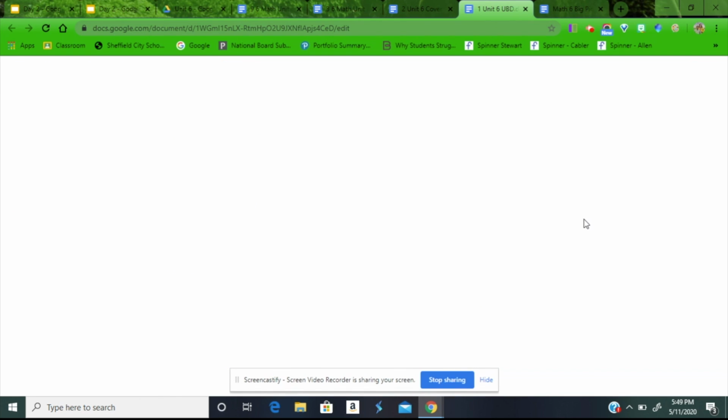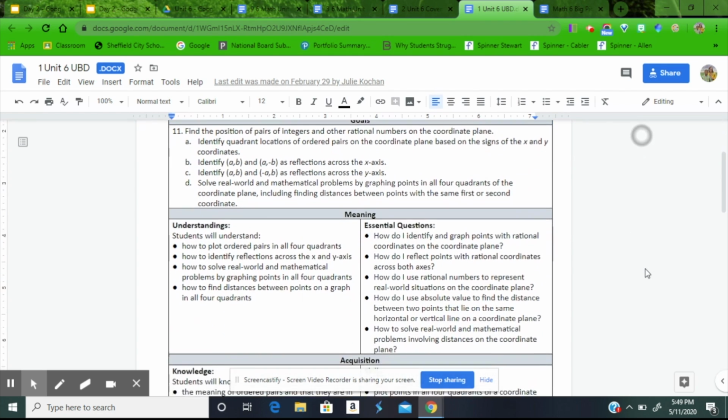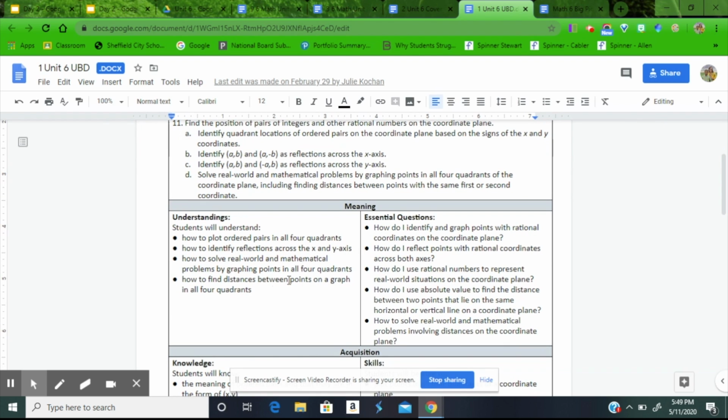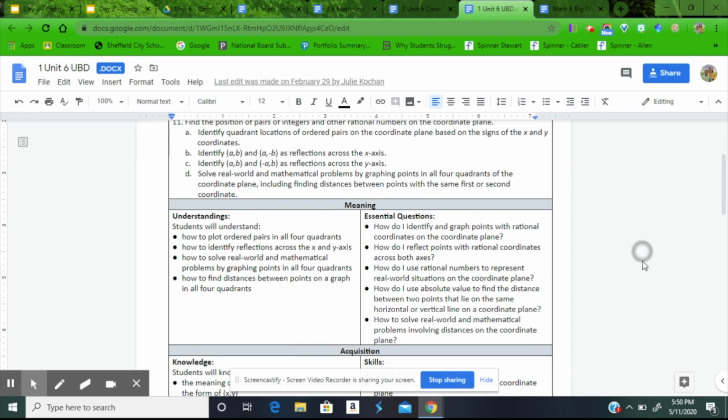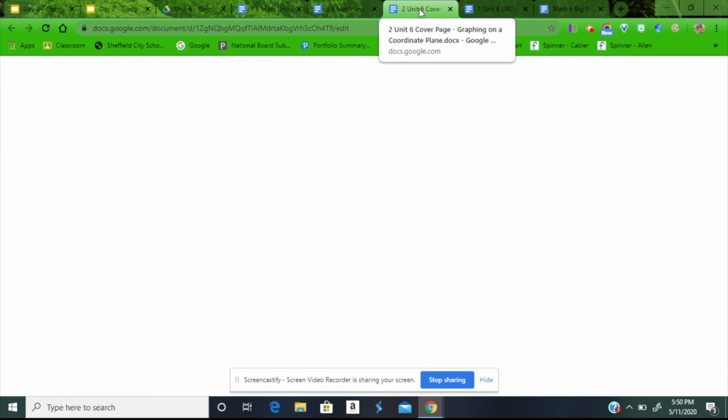Looking at the UBD for Unit 6, you see that we have our Alabama course of study, the new Alabama course of study, listed underneath the goals. Underneath the meaning, we have our students' understanding, what they will understand when they conclude this unit, essential questions that you can ask throughout the unit, and then our acquisition has your students' knowledge, what they will know when they've completed this unit, and what skills they will be able to do once they've completed this unit.